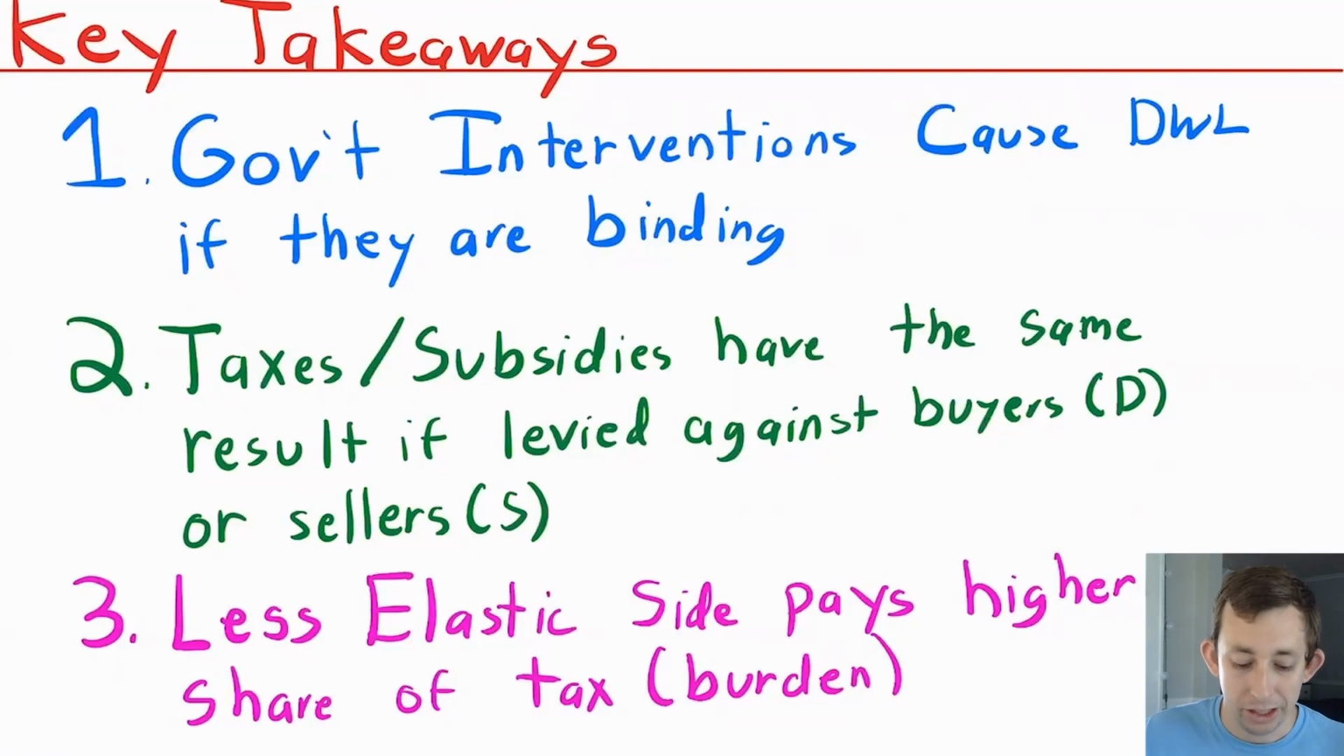To summarize what we've seen overall, government interventions in a market, if those are binding interventions, will cause some sort of deadweight loss or lead to negative revenue for the government if we're talking about subsidies. We know that taxes and subsidies are going to have the same result whether or not you shift the demand curve or the supply curve. And we know that the less elastic side and the more inelastic side of the market is going to pay a higher burden or higher tax incidence.